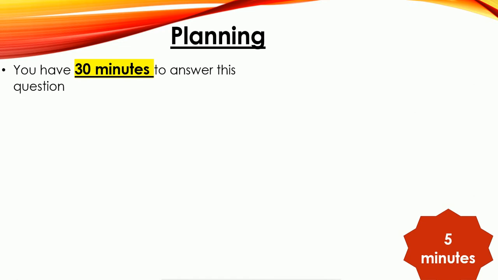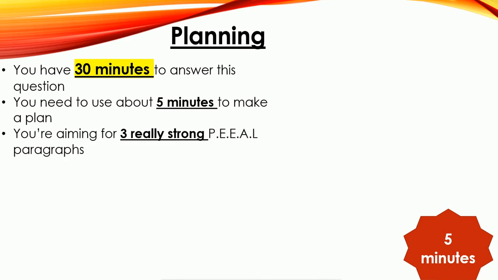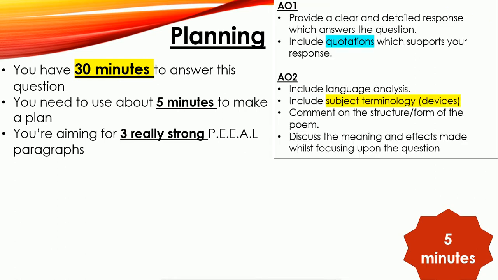Once you've got your ideas together, you've read through the poem, you've picked out some key things that you would like to talk about, you're ready to start a plan. Now, importantly, you have 30 minutes probably at most to answer this 24-mark question, so you need to be very quick with this. Once you have got your ideas together, then you have about 5 minutes to make a plan, and you're aiming for 3 really strong PEEL paragraphs. That's point, evidence, explain, analyse and link. Now, some of your teachers may have given you a different way to approach that, but you're looking for 3 good analytical paragraphs. You want to focus on the quotations that you use that support the answer, and obviously the use of subject terminology and devices.